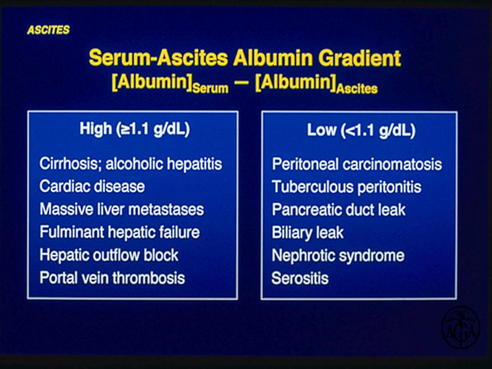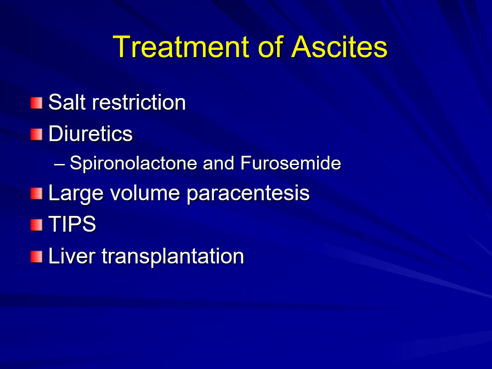Whenever you send the ascitic fluid for analysis, you should also check a serum albumin so you can calculate the serum minus ascites albumin gradient, or SAAG. If the SAAG is more than 1.1 gram per deciliter, this is consistent with cirrhosis or portal hypertension, and also can be seen in cardiac disease. If the SAAG is below 1.1, that can be seen in many different diseases, including renal disease, cancer, tuberculosis, or others. So how do we treat ascites?